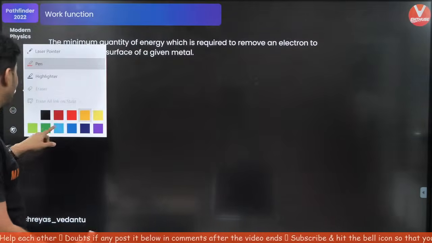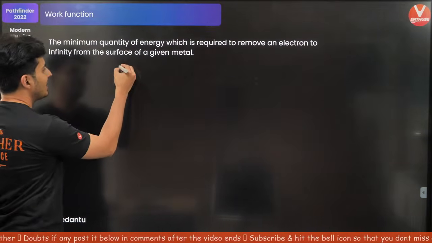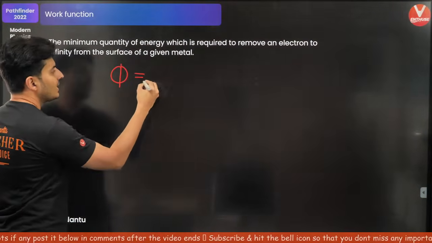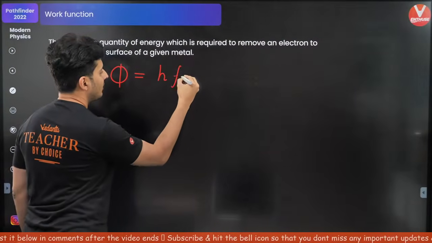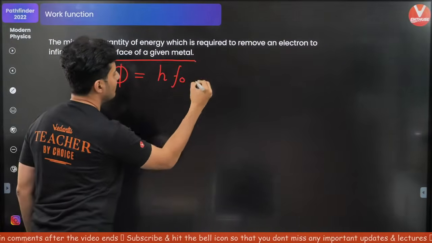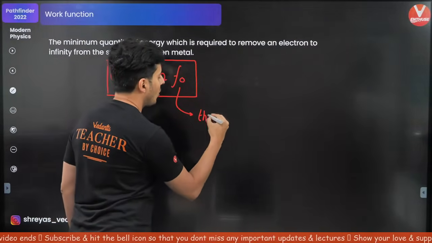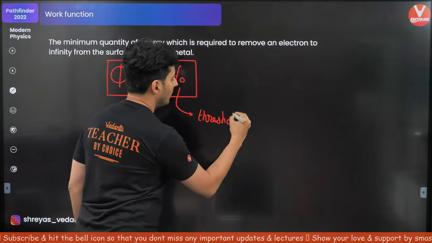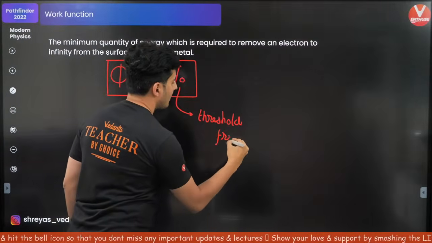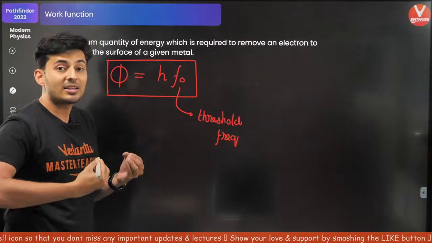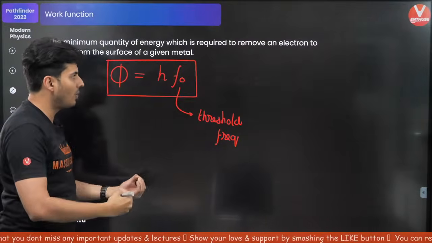And what's the formula for that? The formula for that, by the way, the symbol is phi, is h f0. As simple as that. Your f0 is your threshold frequency. So remember, photoelectric effect occurs only at or above f0.